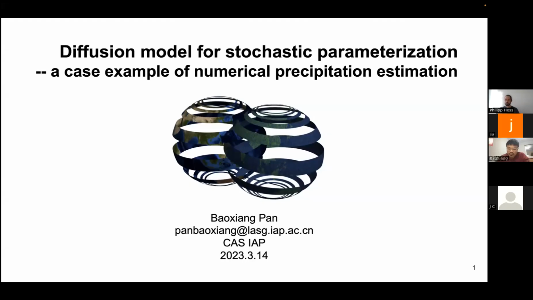Okay, okay. I think it's working now, and I assume that you can see the screen here.